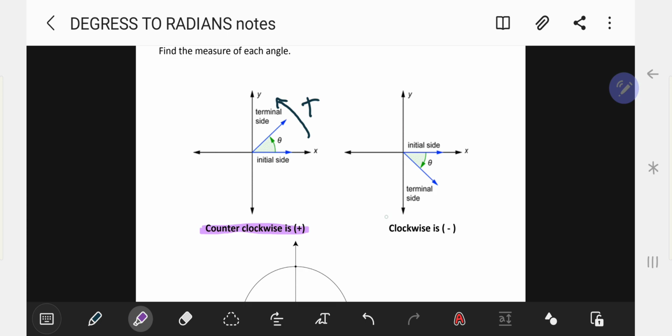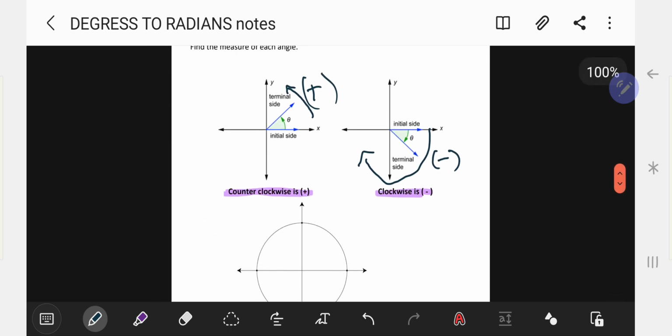Now, vice versa, if you are going clockwise, then your angle measurements are negative. So if you go in this direction, well, that was really messed up. Okay, if you go in this direction, I still can't. It's a good thing I'm not an art teacher because I don't even know how to do a semicircle. So if you go in that direction, that will be considered negative angle measurements.